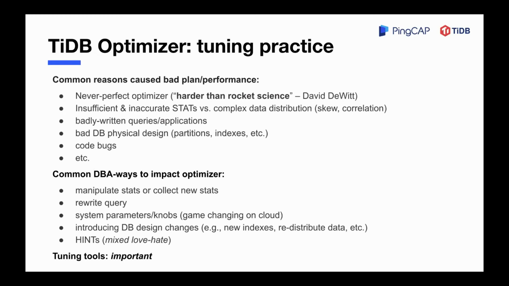There are also some common DBA approaches to influence the optimizer to tune the query plan or performance. For example, they can manipulate the stats or collect new stats, and they can rewrite the query. They can use system knobs to tune the system, and they can also use a hint to tell the optimizer what plan to choose. And I think, most of all, tooling is very important.